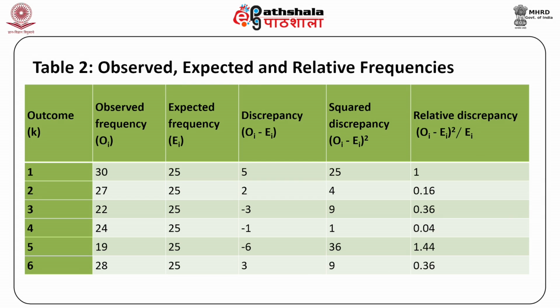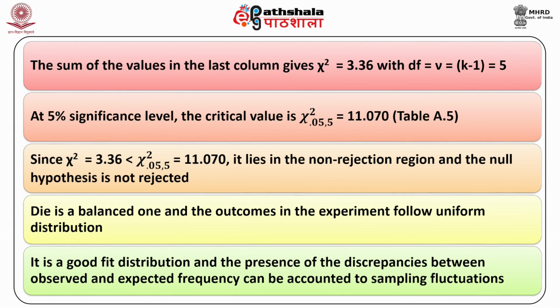observed frequency, we have the expected frequencies, we have the discrepancy, then we calculate the square discrepancy, and finally in the last column we calculate the relative discrepancy. The values are before you for each outcome from 1 to 6. And once we calculate these values, we can take the sum of the values in the last column, which gives us chi-square and comes out to be equal to 3.36 with degrees of freedom nu equal to k minus 1, which is 5, as we have said earlier so many times.